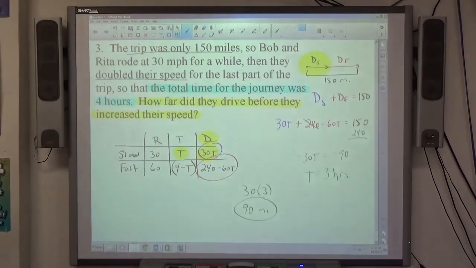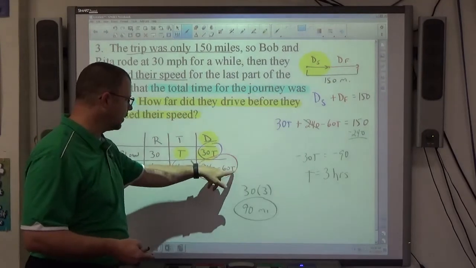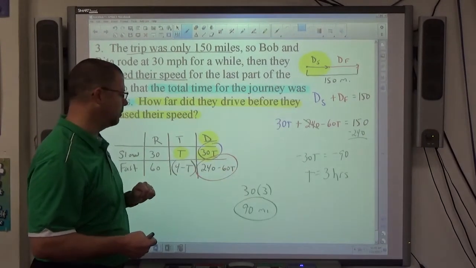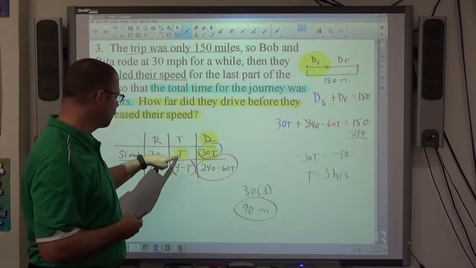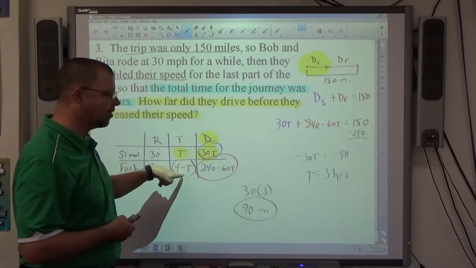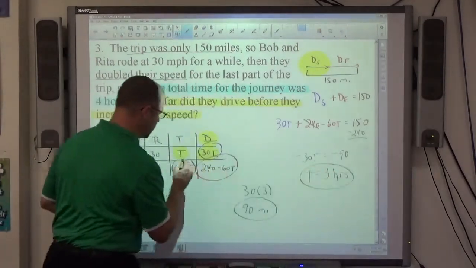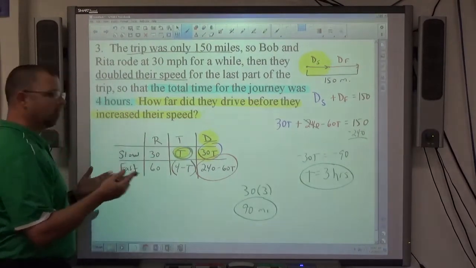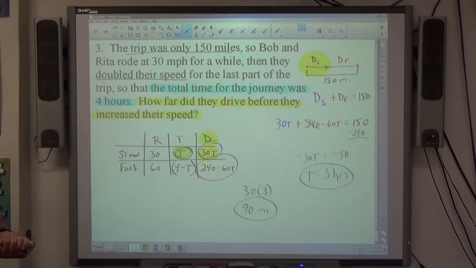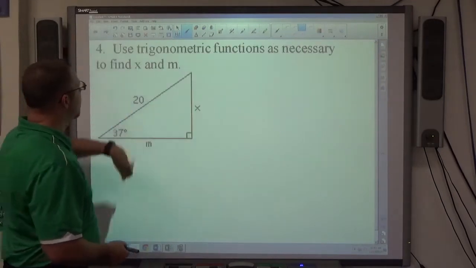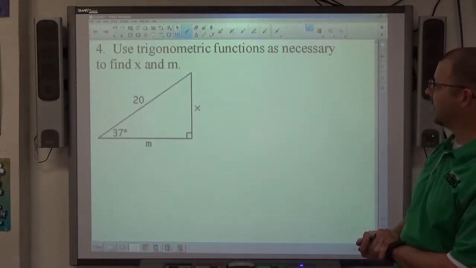If it had asked how far do they drive after they increase their speed, we would have done 3 times 60 is 180, subtract, and we would have gotten 60 miles. For how long did they drive slowly? 3 hours. For how long did they drive faster? 1 hour. Again, once you get an answer here, use the chart to interpret what that answer means, and then see if that answers the question. If it does, fine. If it doesn't, figure out which one they're asking for and do what you need to find that answer. Number 4, use trigonometry to find x and m.